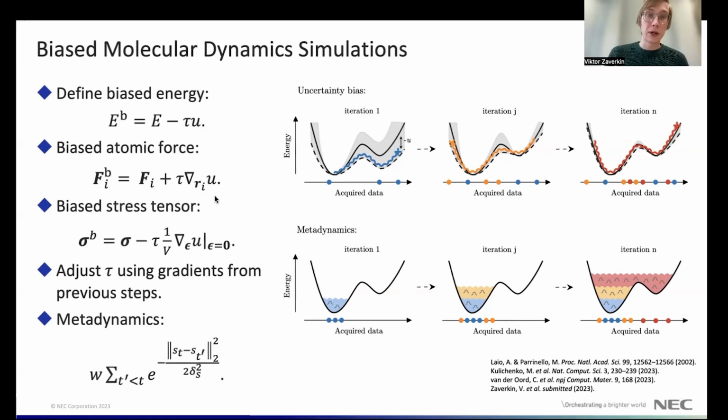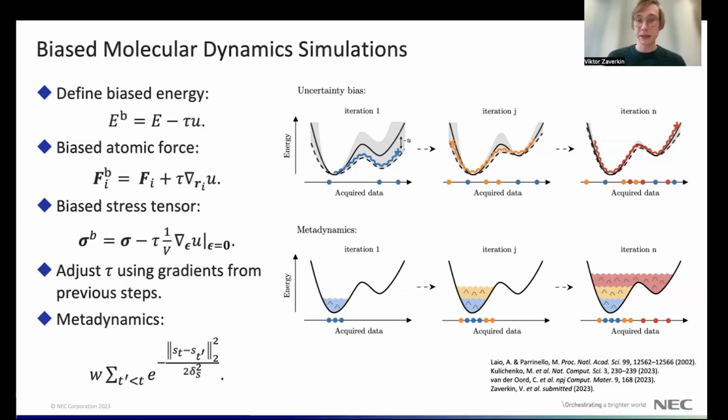We augment our uncertainty bias by automatic differentiation to go beyond the atomic forces here. And for example, introduce the bias stress tensor, or the concept of the bias stress, which can be used, for example, during molecular dynamics simulations at constant pressure to essentially explore a larger portion of the phase space of interest.